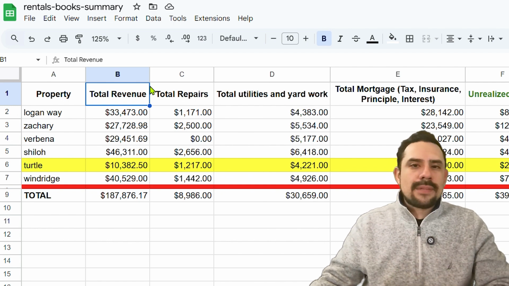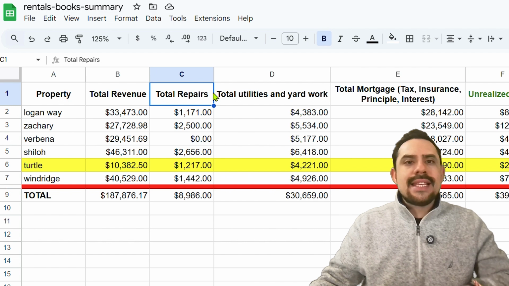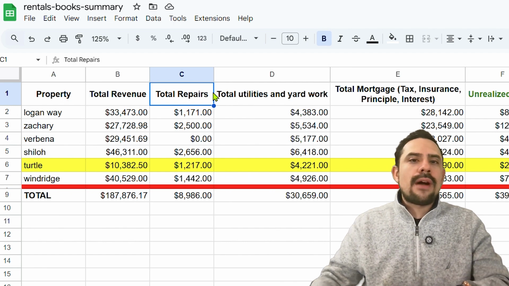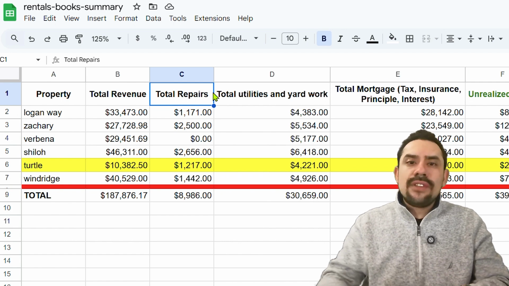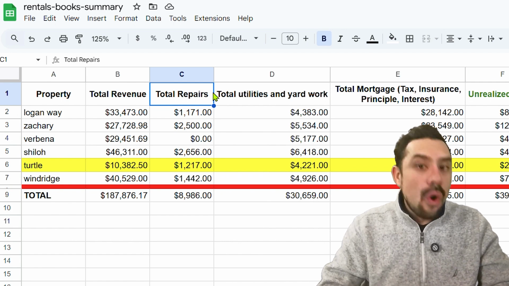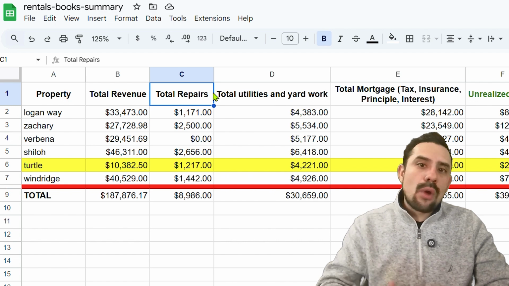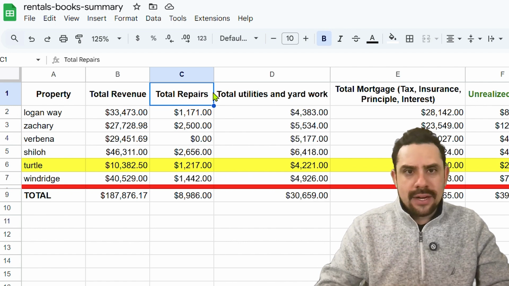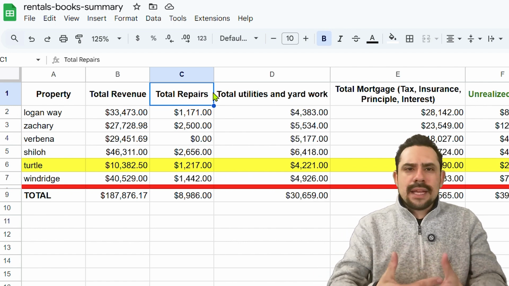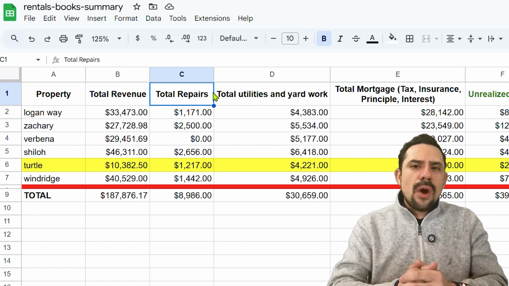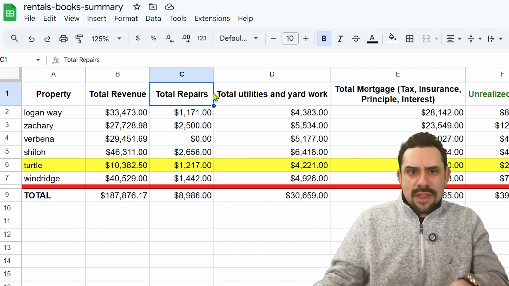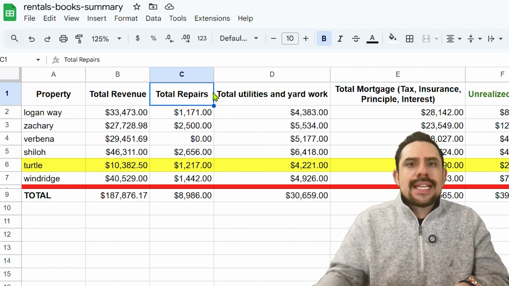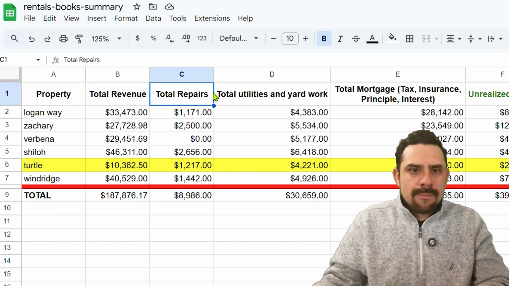All right, next up, let's talk about the repairs column. This is useful because it informs me if a property is requiring more repairs than others. I definitely don't want to buy and hold a dud that requires constant high repairs. Occasional repairs are expected every year, of course. For my homes and in my area, I have found that anything between $1,000 to $3,000 is expected per property.